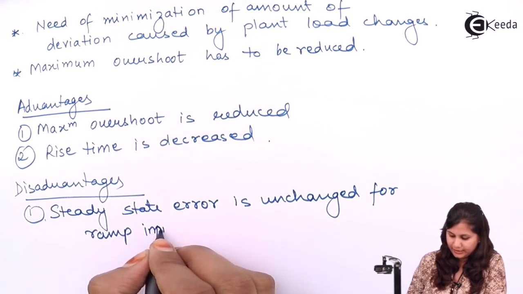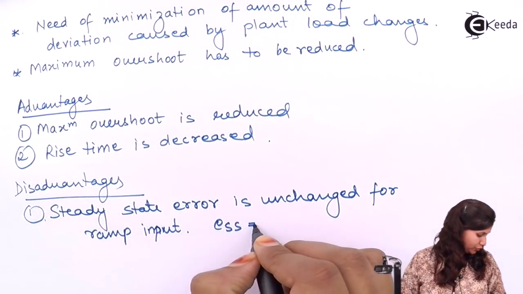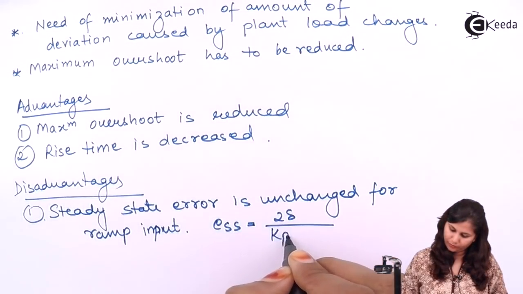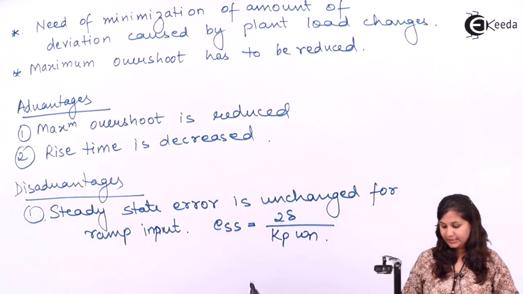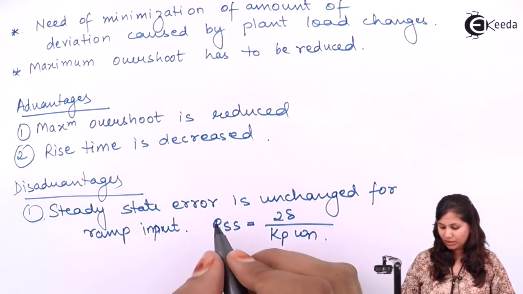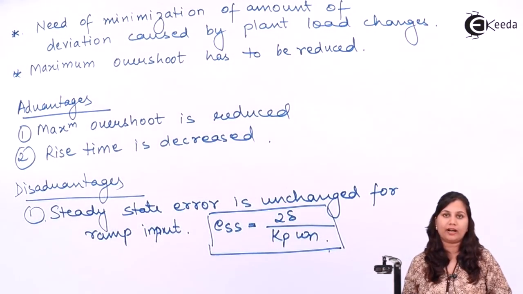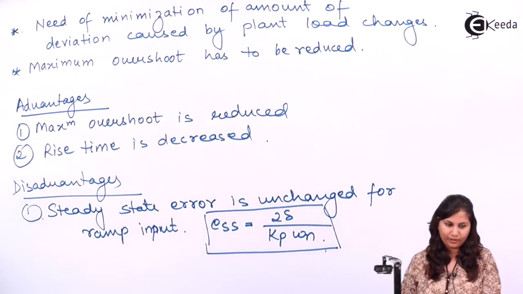Because in the steady state error formula which we have got, ESS equals 2 delta upon Kp omega n, there is no function or variable involved here which is changed. So this remains the same for the ramp input, and it is the disadvantage of the PD controller. Now the next type of controller combination is the proportional integral controller, that is, the combination of the proportional controller and the integral controller. So let us study about the PI controller.